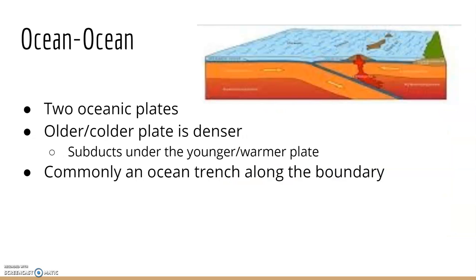For ocean-ocean, there are two oceanic plates involved. The older, colder plate is denser, so that means that it will subduct and go under the younger, warmer plate. So there is commonly an ocean trench along this boundary. So when it does subduct and there becomes that little cavity right there in the middle, it won't be a very deep cavity, but it will still be a trench.